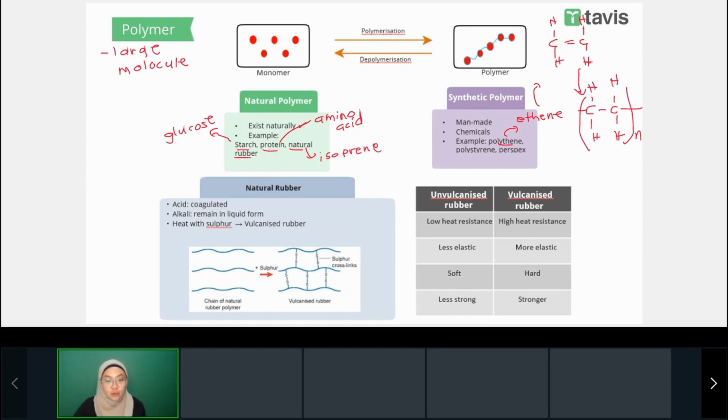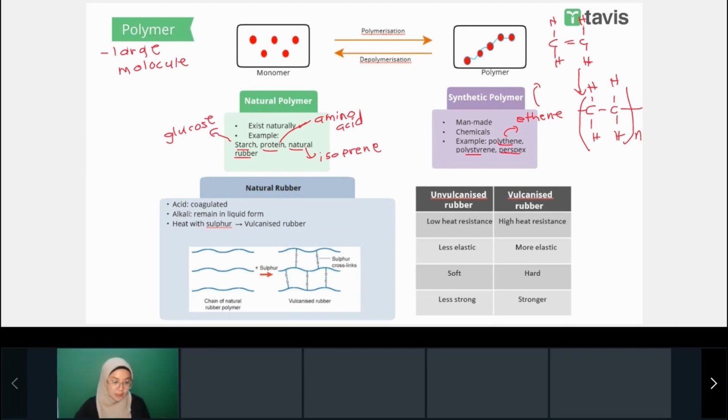Okay, now we do have polystyrene and Perspex. Remember, yeah? A polymer is a large molecule made up of monomers. We have a natural polymer that exists naturally and a synthetic polymer that is man-made. A man-made polymer is a synthetic polymer made by a chemical reaction.